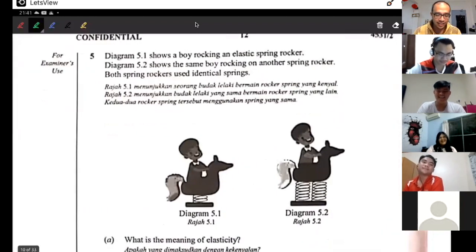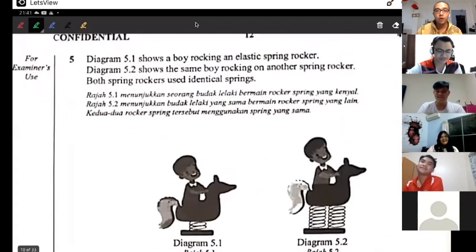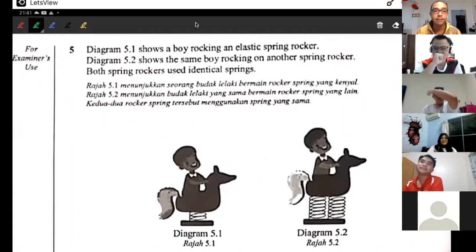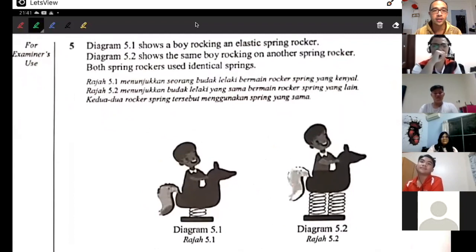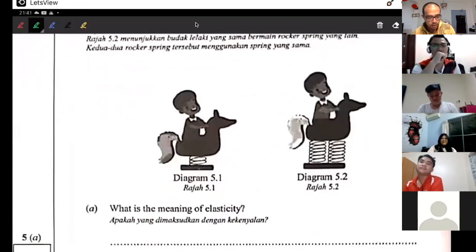Laugh sarcastically. Okay, diagram 5.1 shows a boy rocking on an elastic spring rocker. Oh, the boy looks so happy. Diagram 5.2 shows the same boy rocking on another spring rocker. Both use identical springs. The difference will be, this is a short one. This is not just long, but it uses 2 springs.